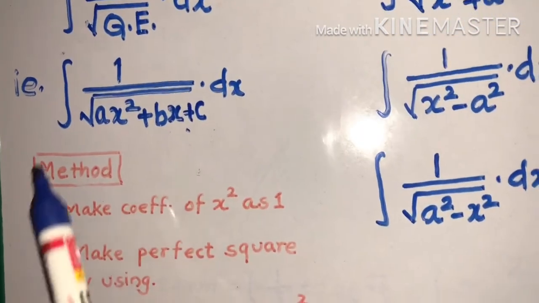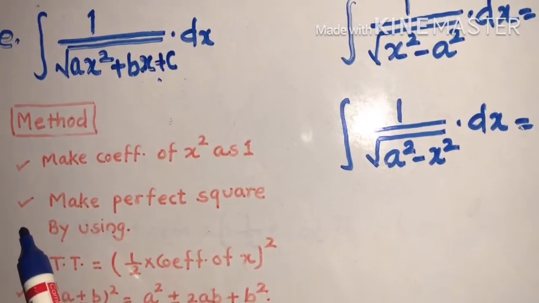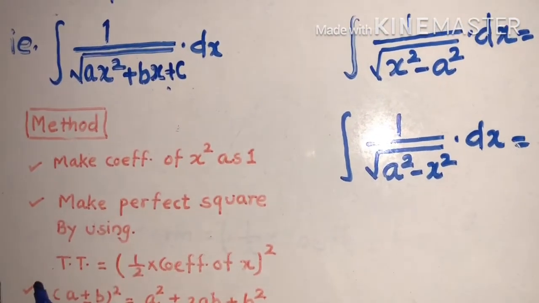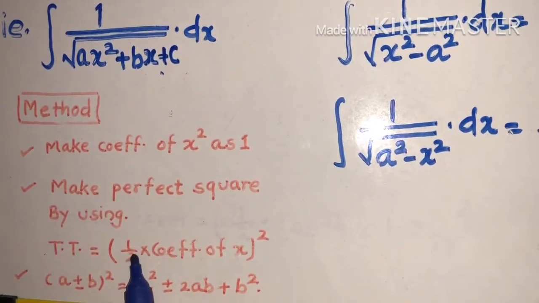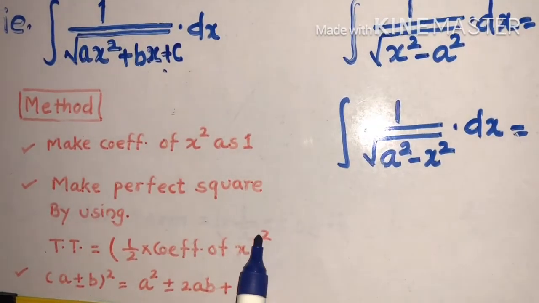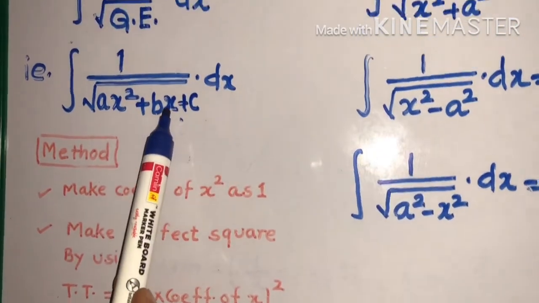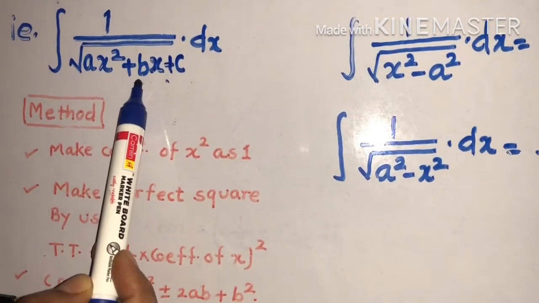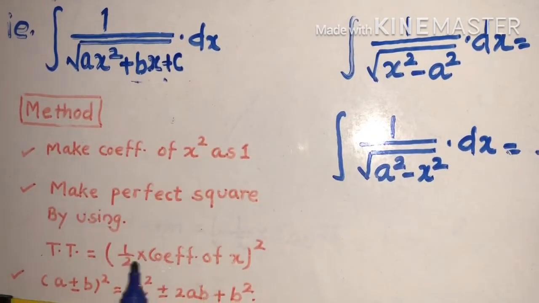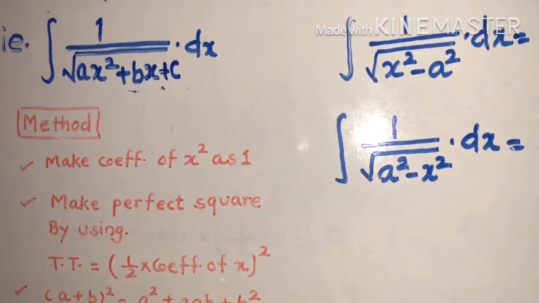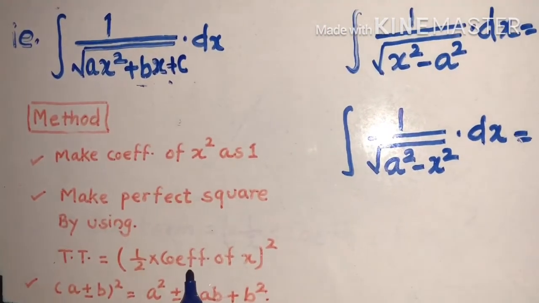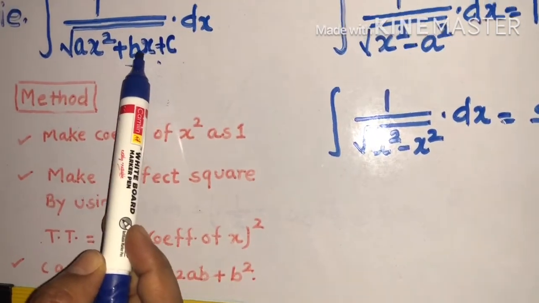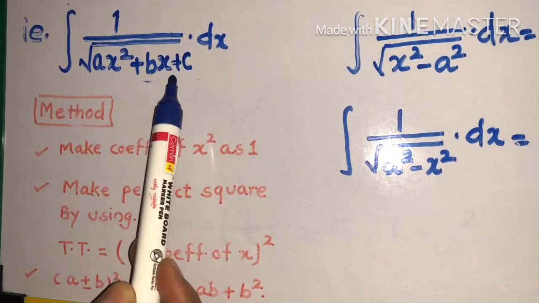And after making it 1, we have to follow the next step, and that is make a perfect square by using the third term, that is half into coefficient of x the whole square. So we have to take the coefficient of x, means this one. So this value we have to put here and simplify, we'll get one number, and that number means that third term we have to add after x and subtract it to balance it.